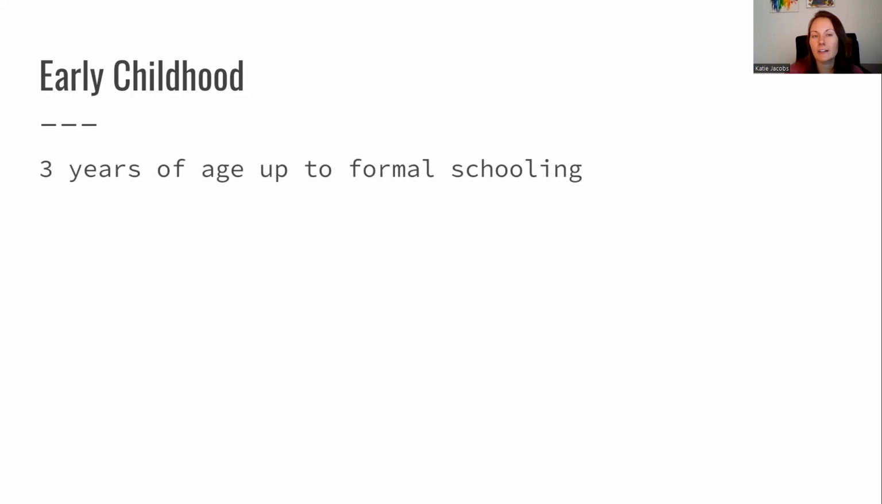Then we move on to early childhood. So with early childhood, middle childhood, and adolescence, there is some disagreement among developmentalists about what ages characterize these stages. When I teach this class, I actually don't necessarily use specific ages. So for this one, I define early childhood as 3 years of age up to the entry of formal schooling. Some textbooks will say that early childhood is 3 to 5 years. Other textbooks will say 3 to 6 years old. This is really just 3 years of age up to formal schooling.